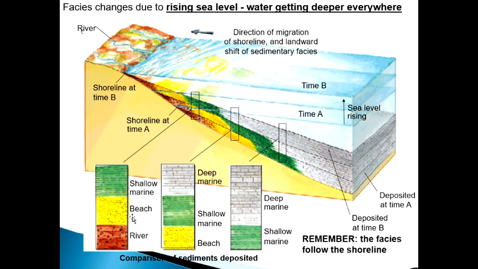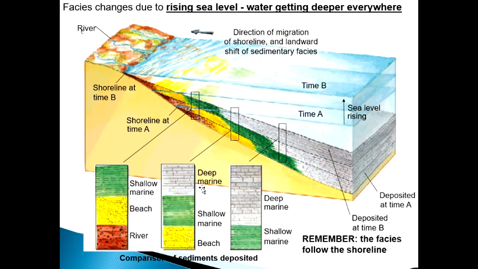So look at the bright yellow color. That's the beach. When this first was being deposited here, there was the beach. But as sea level goes up, see the arrow going up? The beach just keeps following that area where the waves crash, and so they move inland. So if sea level rises, all the facies go towards the left, and then that goes by the shallow marine facies, etc., etc.